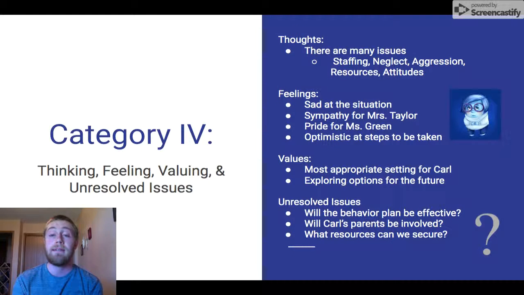Will Carl's parents be more involved? Is there a way that we're going to pull them back in and really get them focused on Carl and not just the messiness that's happening in their lives? And what resources, again, can we secure? What resources are out there and available that we can lock down even with our limited funding and resources?